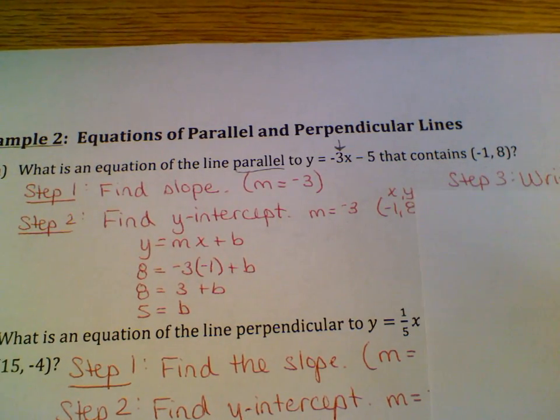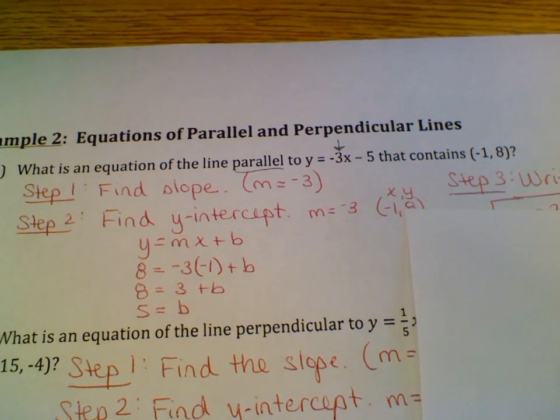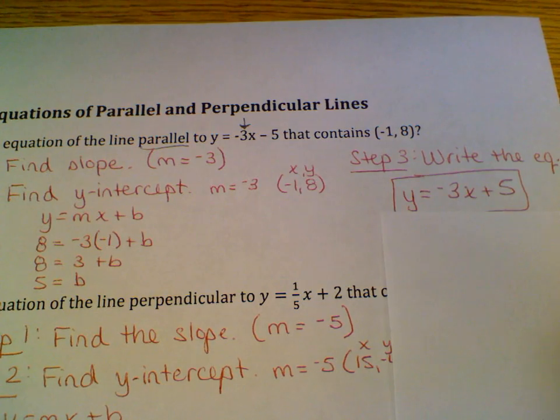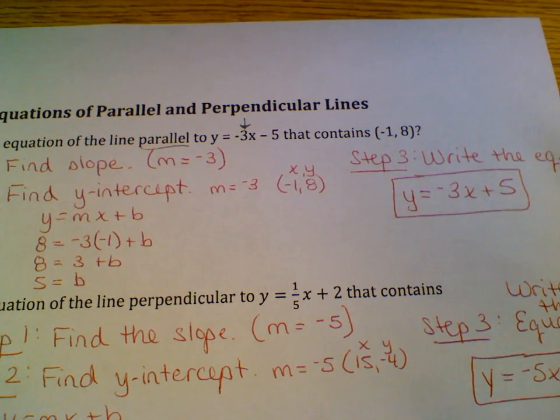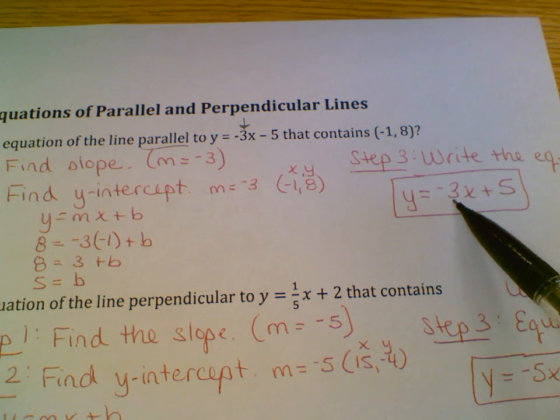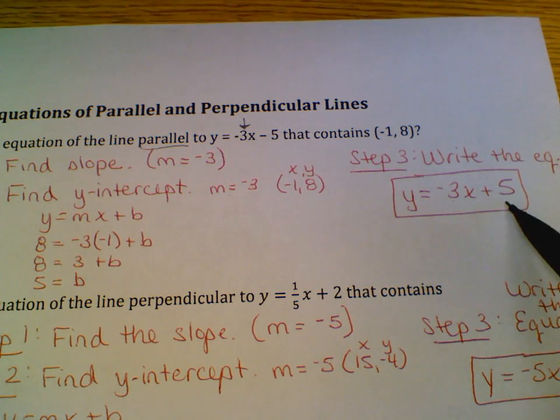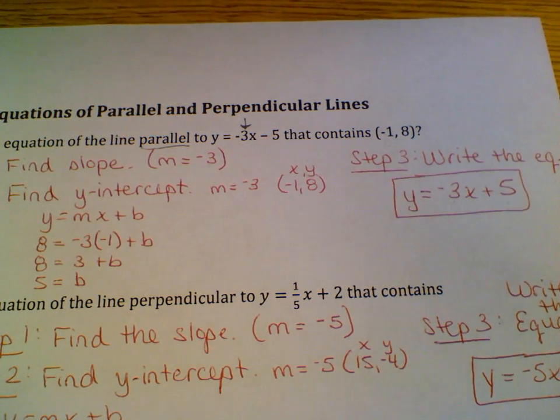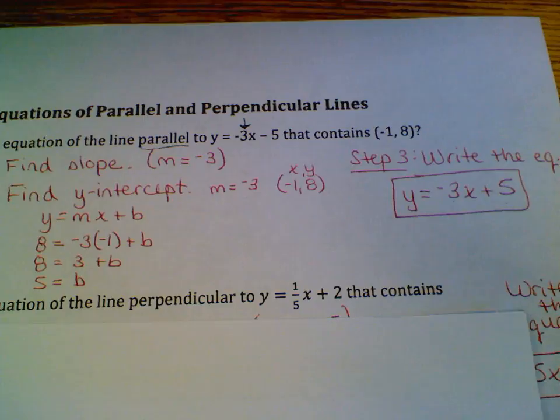So then the last step is I'm going to write out my equation. My equation will be in slope-intercept form, and I'll put in my slope, which is y equals negative 3x, and then put in my b, which I found is 5. Let's take a look at another one.